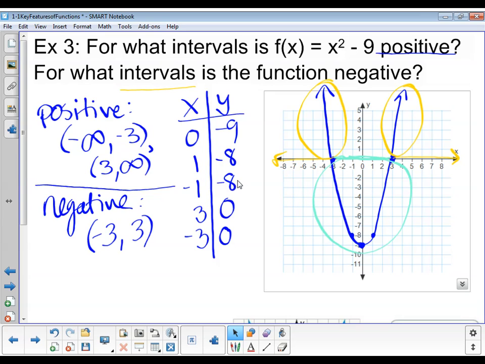0 and 1 and negative 1, those all gave me negative y values. So when we say positive and negative, we're saying where are the y values positive, where are the y values negative, but the x actually gives you the location for that.